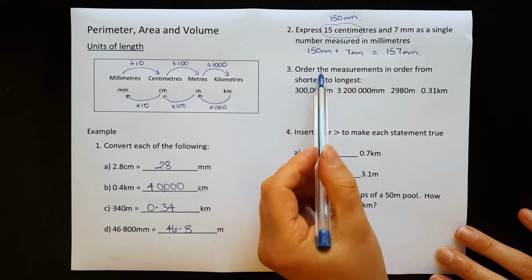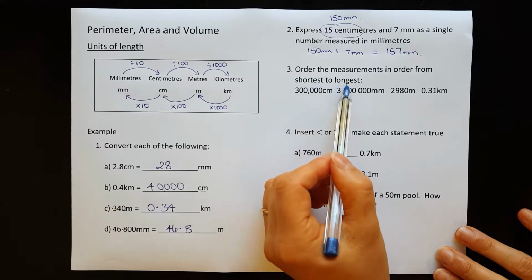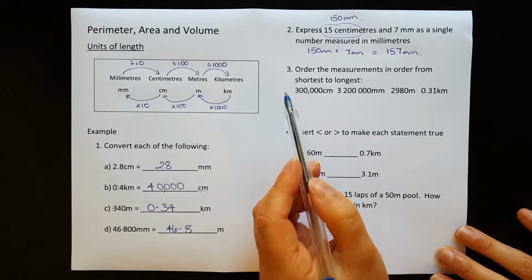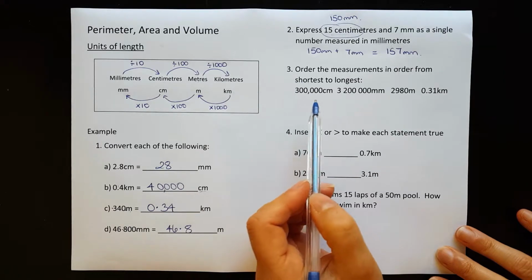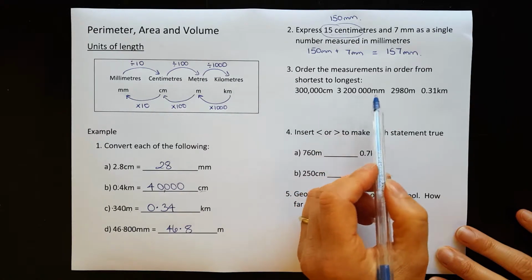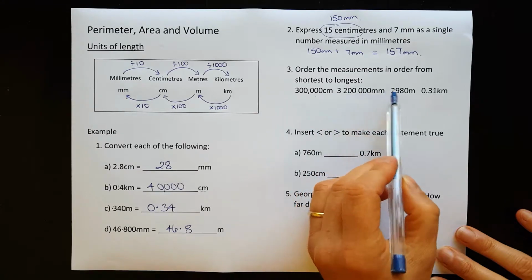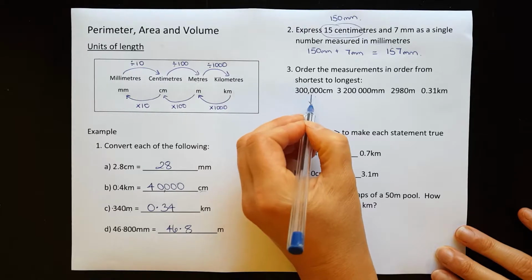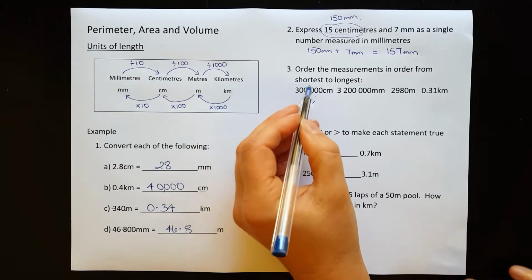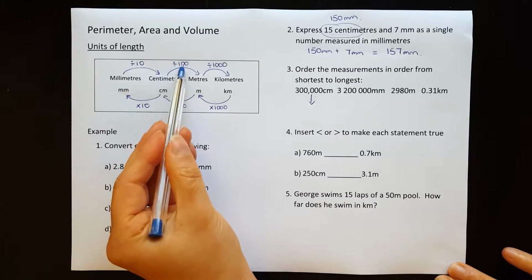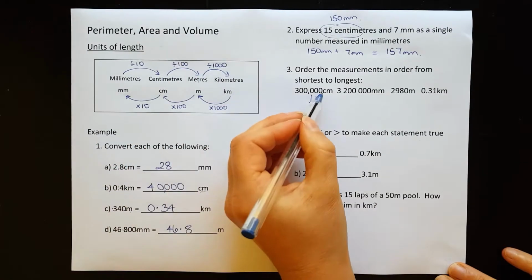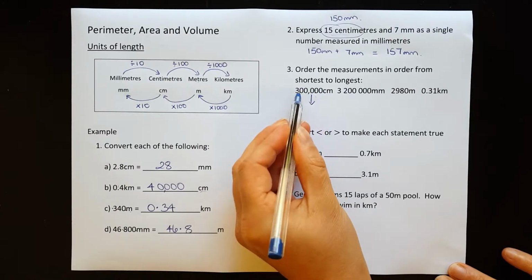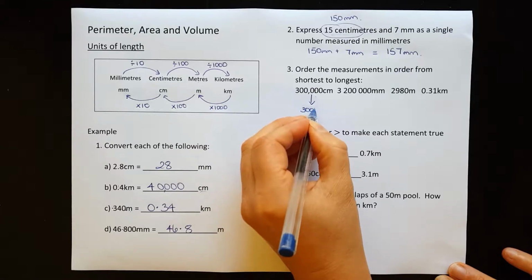Question 3, order the measurements from shortest to longest. The most accurate way to do this is to write each of your measurements with the same unit, all of them in meters, for example. That's what I'm going to do for this question, changing them all into meters. So this number here, 300,000 centimeters. If I want to change centimeters into meters, I have to divide by 100. That means there's 2 zeros, so I need to go back 2 places and put the decimal point there. So that will make 3,000 meters.